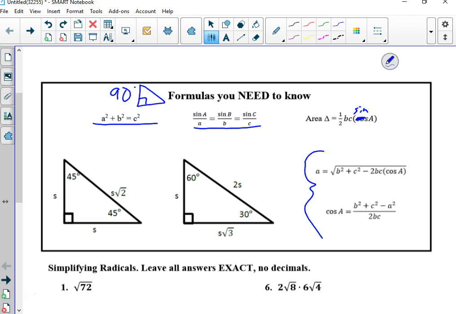Right here we have the Law of Cosines. Here's when you're solving for a side, hence the little a. And here's where you're solving for the angle. And since you don't know the angle, don't forget you will have to do the inverse cosine.